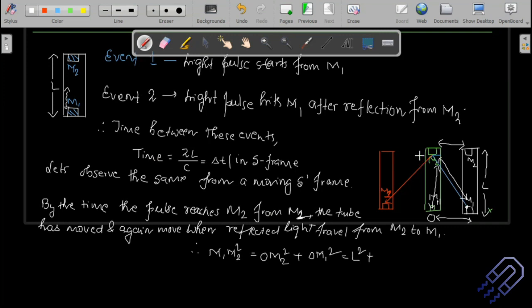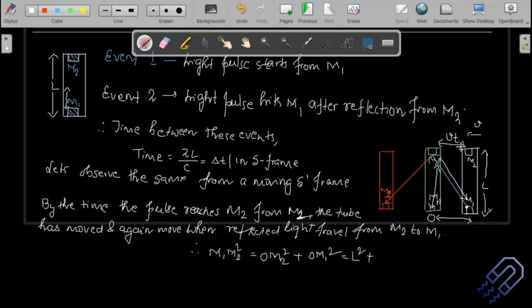This tube is not moving with the speed of light, mind you. The light pulse is moving with the speed of light, so that's c. But this tube is moving in this direction with a velocity v, and if you want to find out the distance, this would be nothing but velocity into time. So I can simply say v into t. That's the distance.